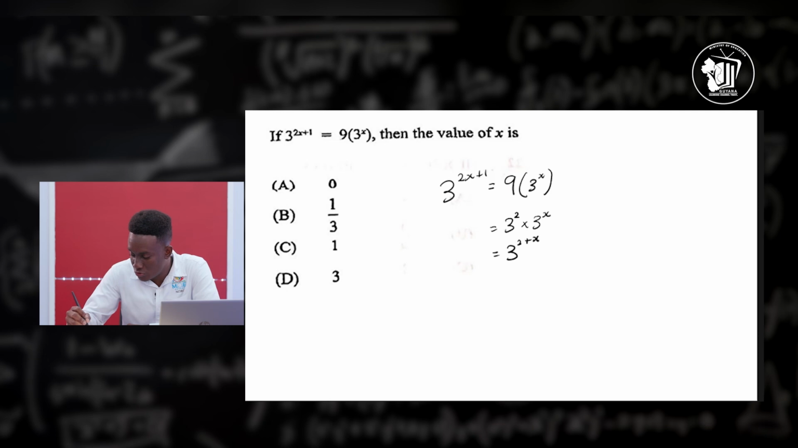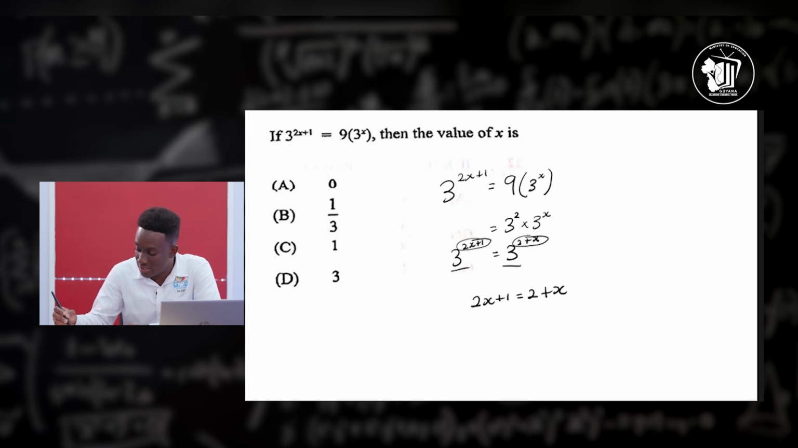And this would be equal to 3 raised to the 2x plus 1. So since the bases are the same, now we can equate the powers. So we can have now 2x plus 1 is equal to 2 plus x.